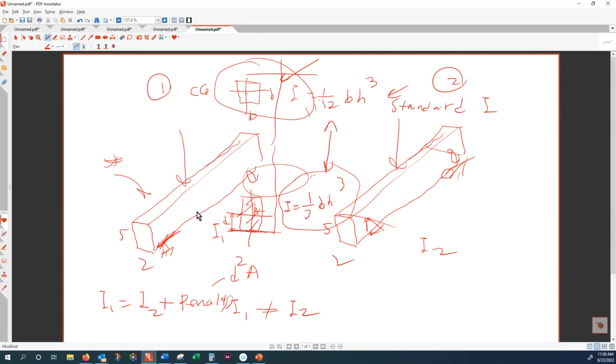This is called the parallel axis theorem. So this is how you modify a value from the formula sheet. If the value you are after is not standard, is not with respect to the center of the area, you have to pay a penalty. The penalty is the square of the distance between the two axes multiplied by the area.